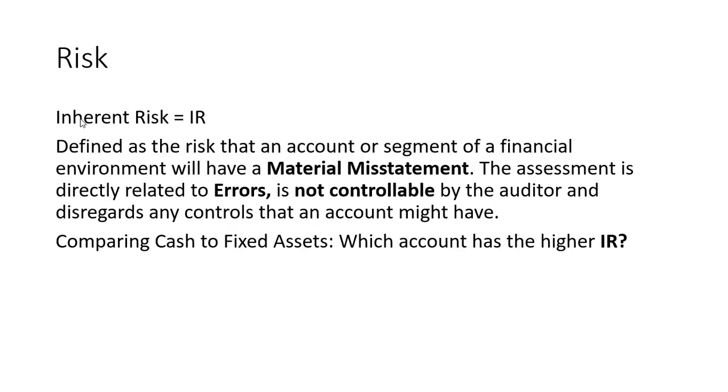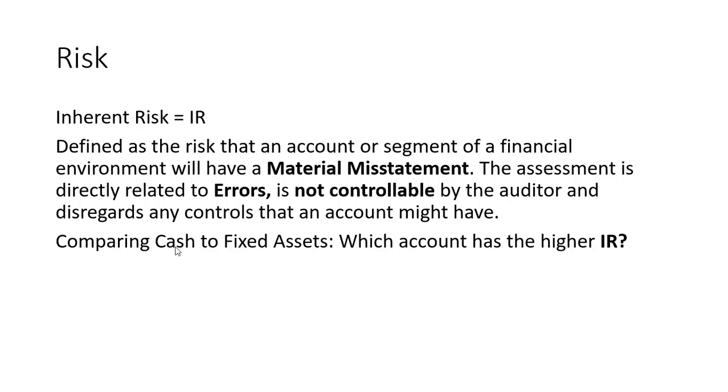The first risk that we're going to look at is inherent risk, and it's noted as IR. Inherent risk is defined as the risk that an account or segment of a financial environment will have a material misstatement. The assessment is directly related to errors and is not controllable by the auditor and disregards any controls that an account might have. Material misstatement means a significant error. Not controllable means that whatever is in the environment, that's what it is. The auditor has no control over it. The auditor assesses what's in the environment and deals with it.